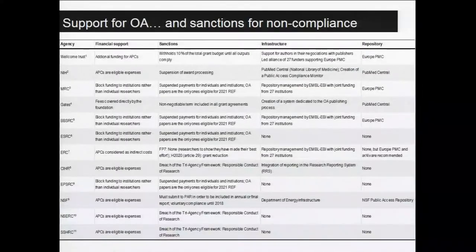And we did a little table here, which may be a bit small for you guys. We looked at all of the various policies and took out the financial support provided by the funders for OA, and also the sanctions for non-compliance. What do they write in their policy documents about those that will not comply with the OA policy? If you take the Canadian funders, it's considered a breach of the ethics agreement that you have with the funder. But in the case of ethics, typically you need a whistleblower. So given that there probably won't be any whistleblowers telling the funder that you did not deposit, the potential sanctions are probably very weak.